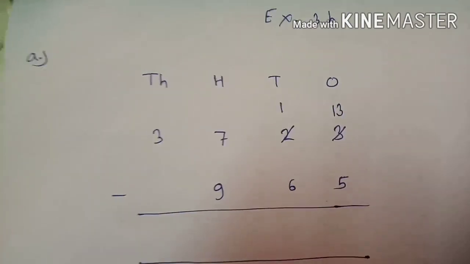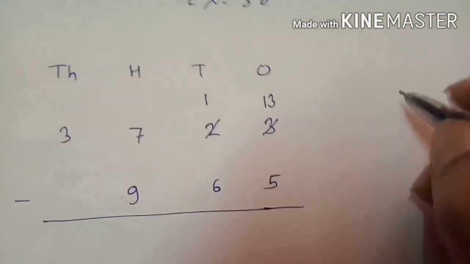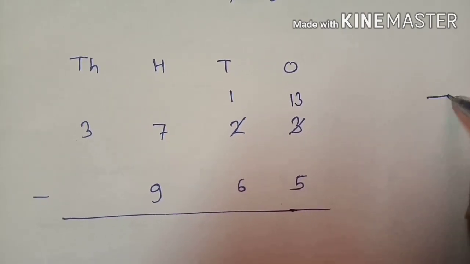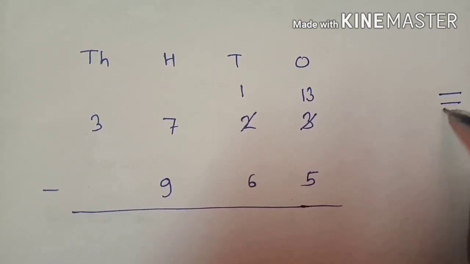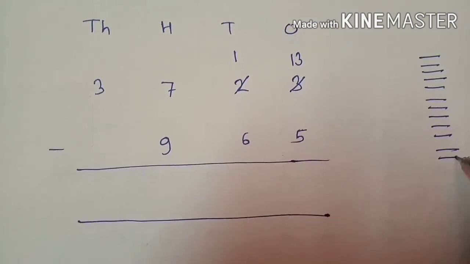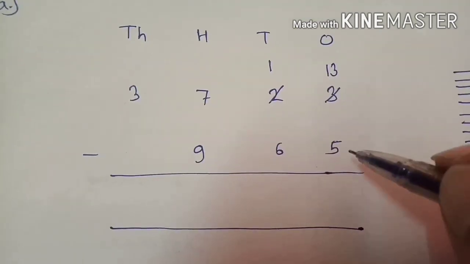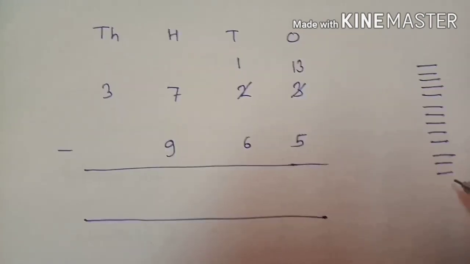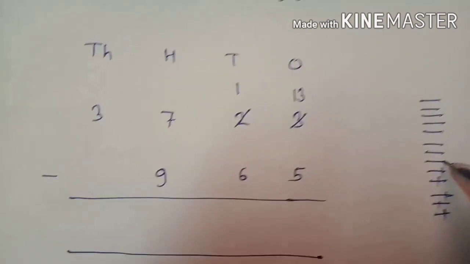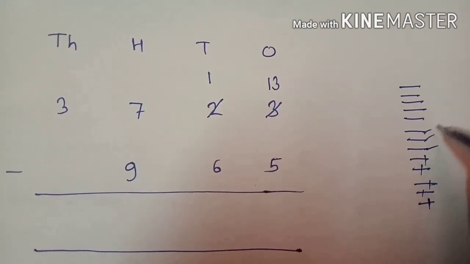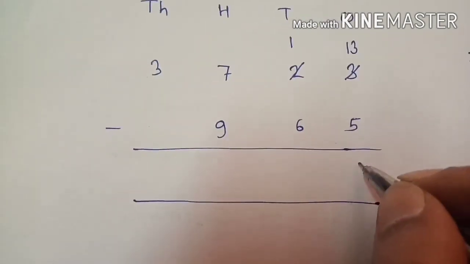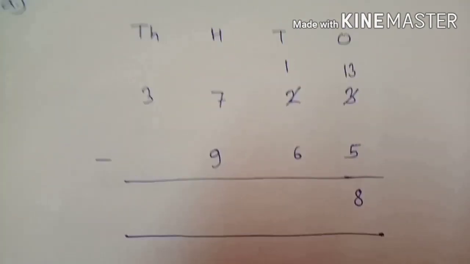Here we will use the line method. First of all, our minuend is 13, so we draw 13 lines: 1 2 3 4 5 6 7 8 9 10 11 12 13. Our subtrahend is 5, so we will cut 5 lines: 1 2 3 4 5. How many lines are remaining? 1 2 3 4 5 6 7 8. So here we will write 8 in the ones place.